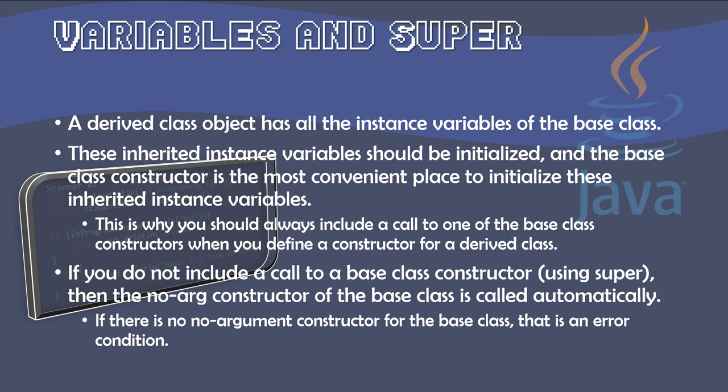Again, if we don't include a call to the base class constructor using our super invocation, then the no-arg constructor of the base class is called automatically. However, if your base class does not have a no argument constructor, so the no arg constructor is missing, this is setting you up for a potential error condition because Java is going to look for the no arg constructor, it's not going to see it, and it's going to throw an error.